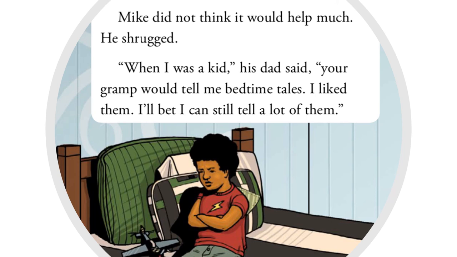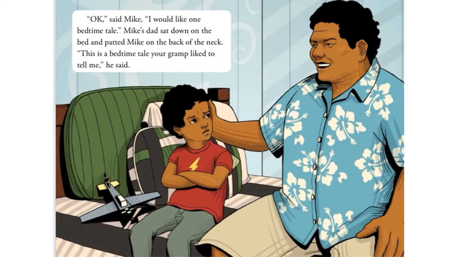Mike didn't think it would help much. He shrugged. "When I was a kid," his dad said, "your Gramp would tell me bedtime tales. I liked them. I'll bet I can still tell a lot of them." "Okay," said Mike. "I would like one bedtime tale." Mike's dad sat down on the bed and patted Mike on the back of the neck. "This is a bedtime tale your Gramp liked to tell me," he said.